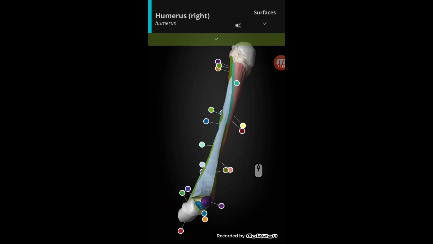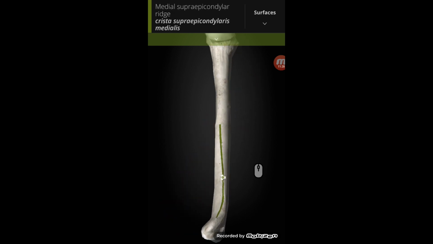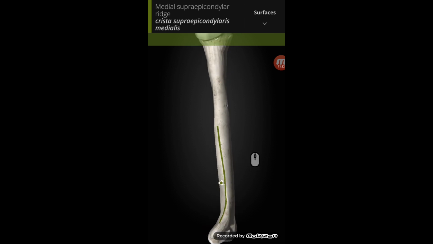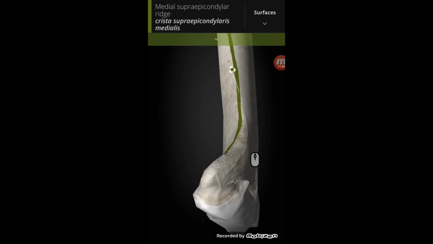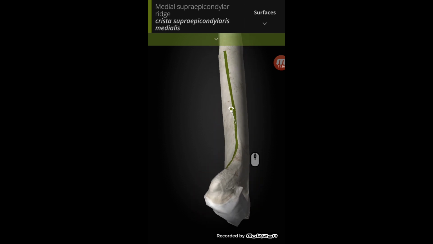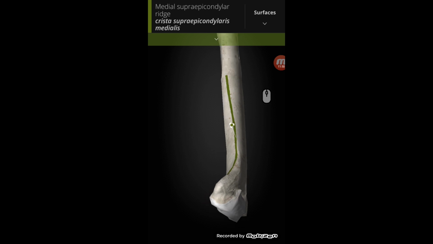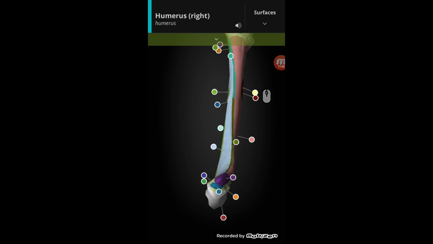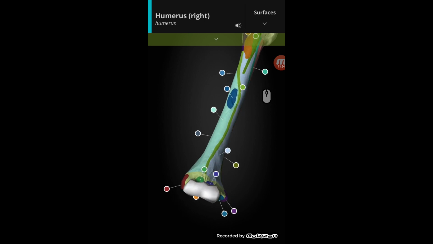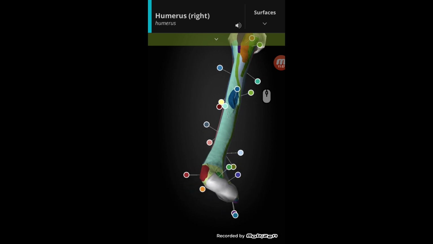And then here we have the medial supraepicondylar ridge, because here we have the medial epicondyle and above it, superior to it, is the medial supraepicondylar ridge. Okay, so I think I have discussed all its features.